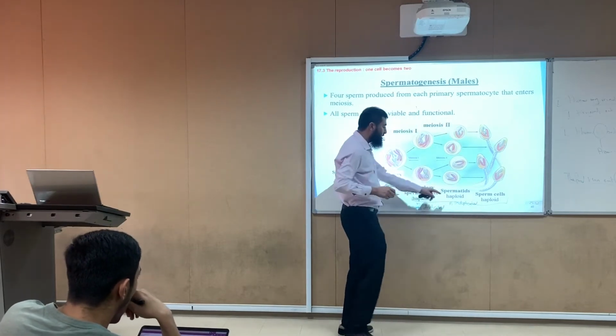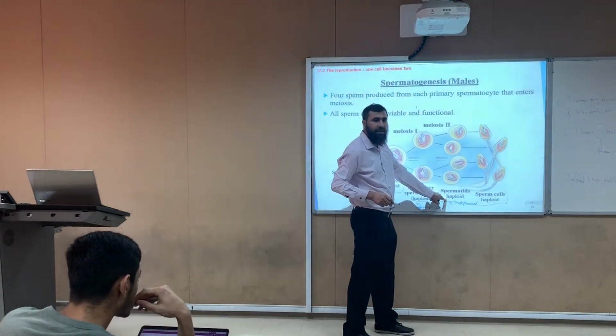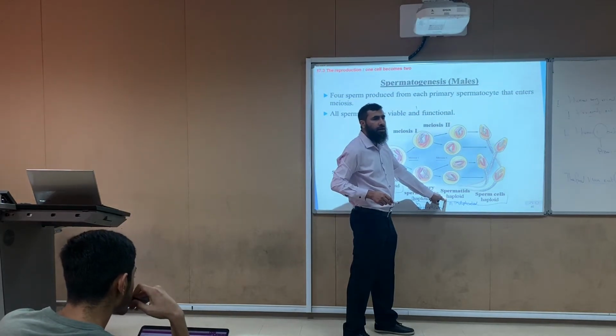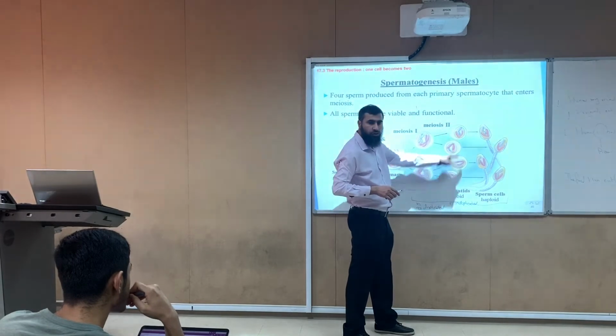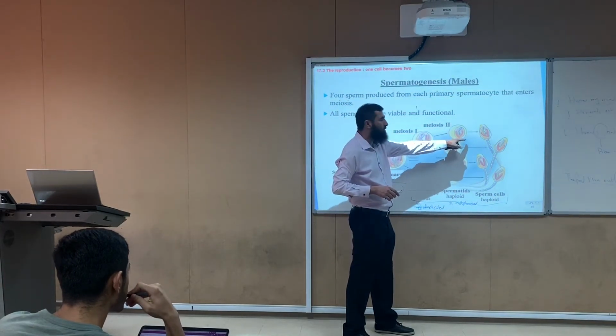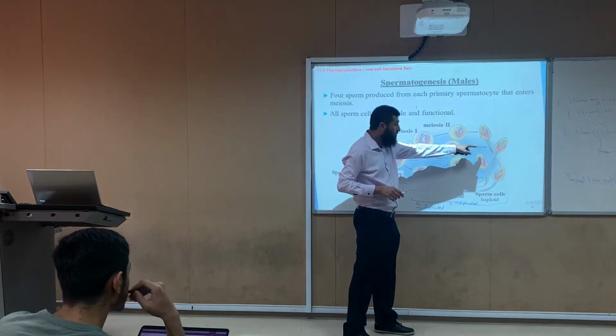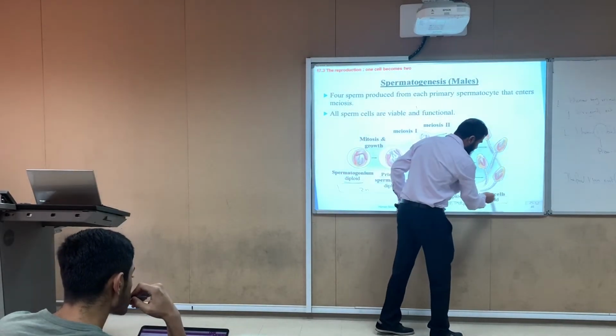So spermatids are haploid and they have N number of chromosomes in unduplicated form. These are not mature yet. In the testes, they mature and form sperm cells, haploid.